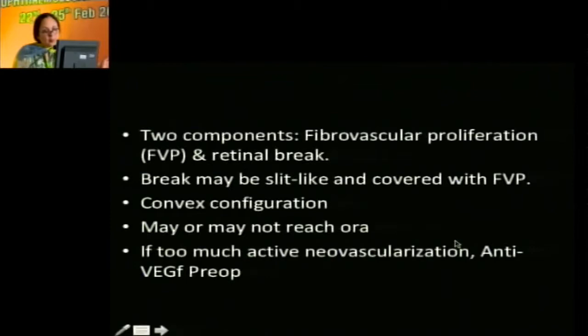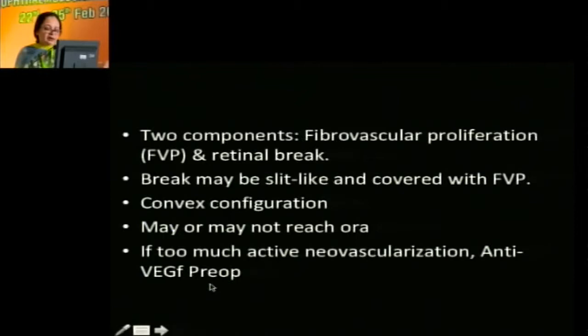Now, besides getting a good metabolic control and good preoperative anti-VEGF, there are two components which we need to talk about in combined detachment. One is a fibrovascular proliferation, and secondly, there is a retinal break. It's important to know that the breaks may be slit-like and covered with fibrovascular proliferation. So you may miss a break, but the moment you see corrugations or convexity in a patient with tractional detachment, suspect a break somewhere. The retinal detachment may or may not reach the ora.